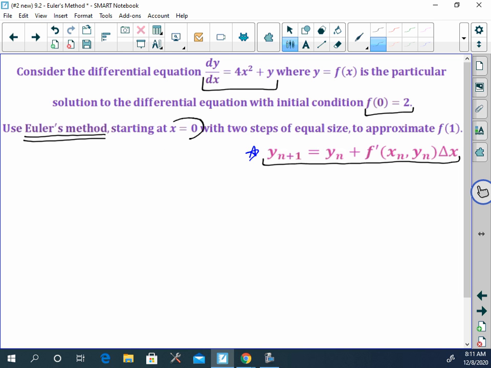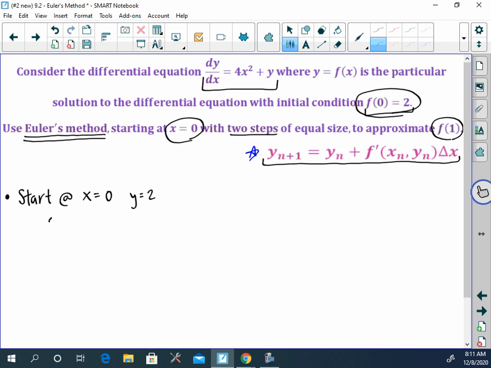So we're starting at x equals 0. We're doing 2 steps of equal size, and we're trying to get to f of 1. So when we think about this equation here, I always just lay it out with bullet points. I'm starting at x equals 0. And if our x equals 0, we can find the y value. Usually it's given right in the problem. So start at x equals 0, so our y is equal to 2.